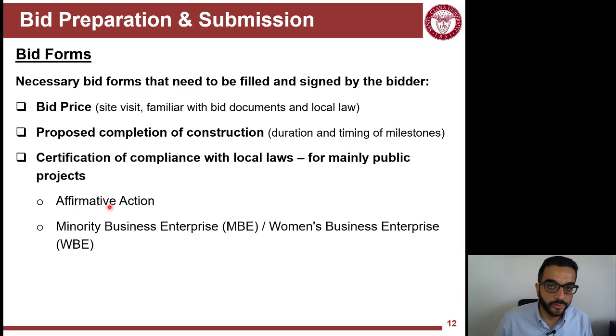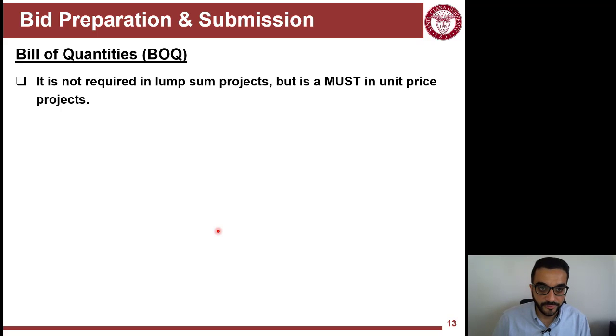So for example, affirmative action, that there was no discrimination based on race or ethnicity, or that fair hiring and subcontracting practices are applied. And also some projects require percentages of minority and women businesses. So the bid form will include information about that, like which of your subcontractors are qualified to be WBE, women business enterprise, or MBE, minority business enterprise. So the bid form will include all of this information.